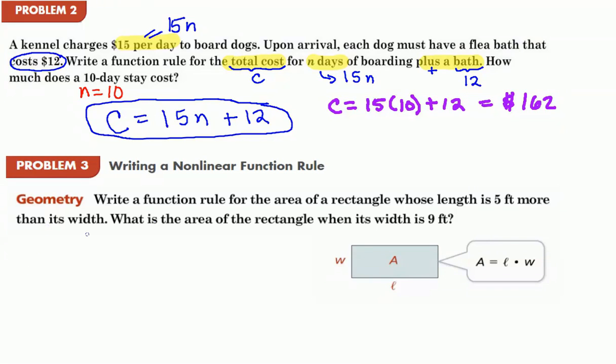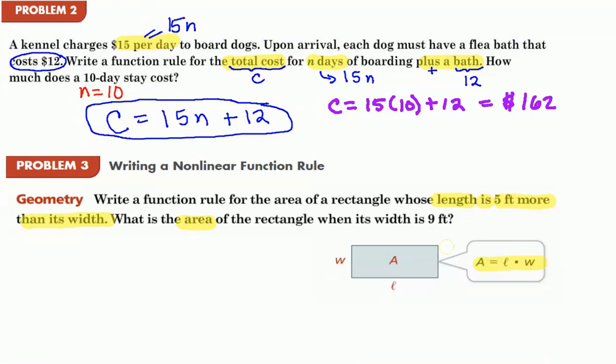Alright, for problem 3, we're going to be writing a nonlinear function rule. Okay, so this one won't be a straight line. Write a function rule for the area of a rectangle whose length is 5 more than its width. What is the area of the rectangle when its width is 9 feet? So the first thing we need to do is show, and what I did is I brought the picture here of the rectangle. Since it's talking about area, we're going to use the formula area equals length times width.